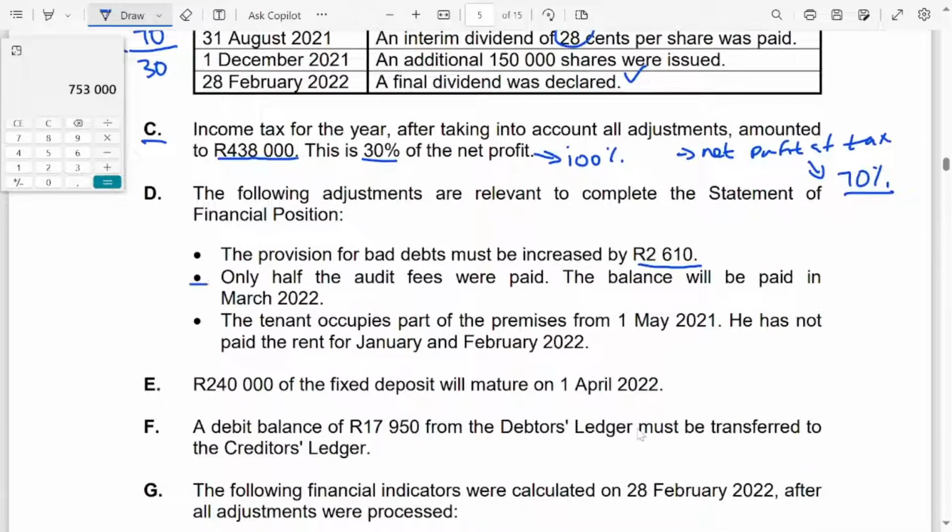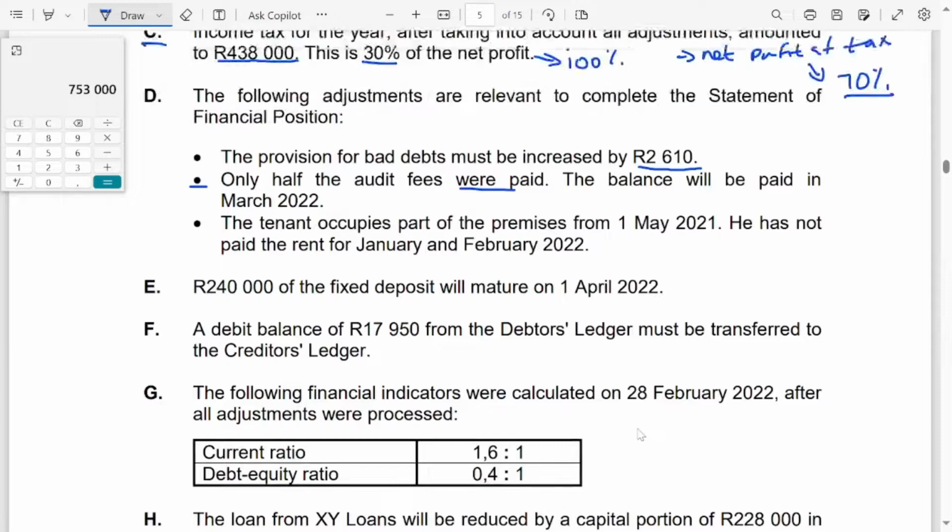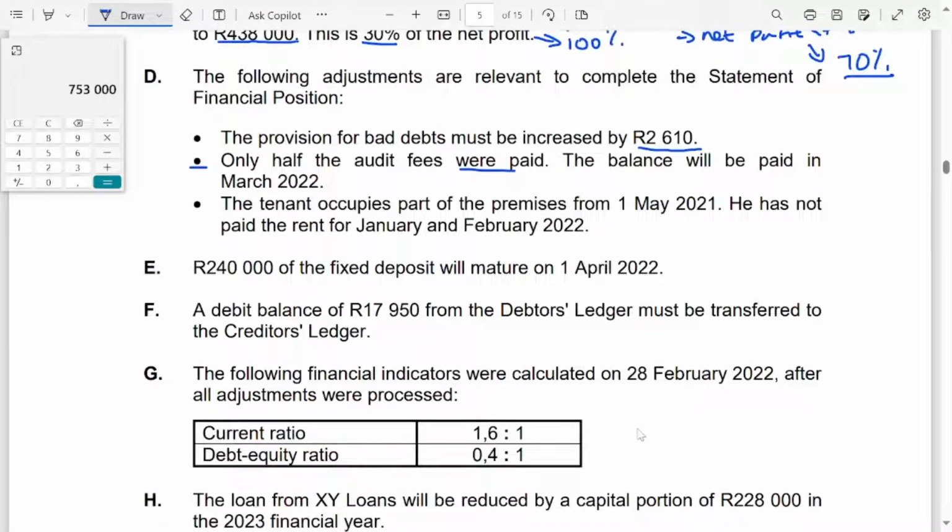Point number 2. Only half of the audit fees were paid. The balance will be paid in March 2022. Now let's go and check the audit fees. The audit fees are 48,000. So this is the half of the audit fees. It means we still need to pay this expense. Now, we need to remember the matching concept, which states that expenses should be recorded in the year they belong in, even if they have not yet been paid. So we're going to record these audit fees.